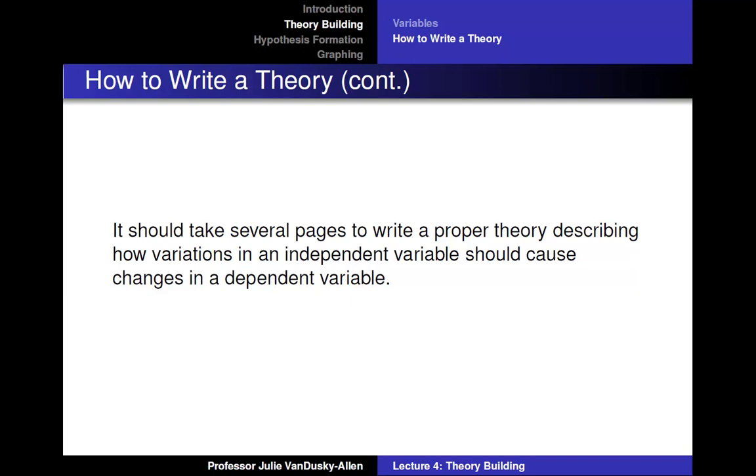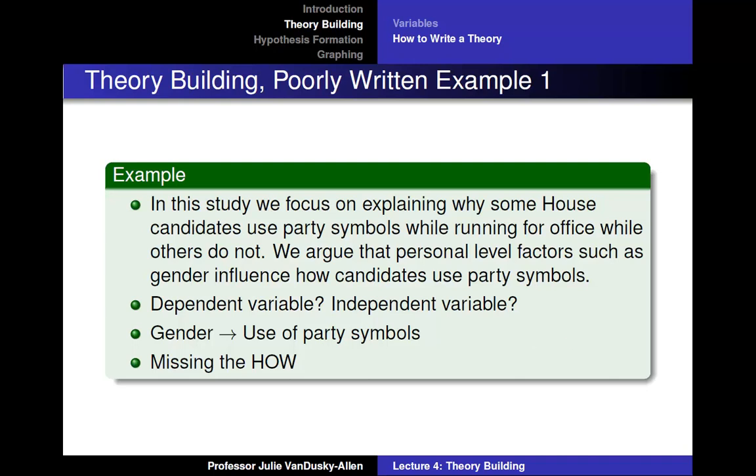Note that it should take several paragraphs to write a proper theory describing how variations in the independent variable should cause changes in the dependent variable. Now I'm going to show you some brief examples of models that are poorly written and well written. Here is an example of a model.